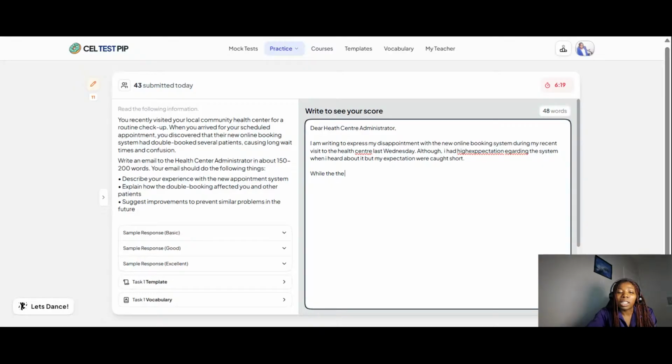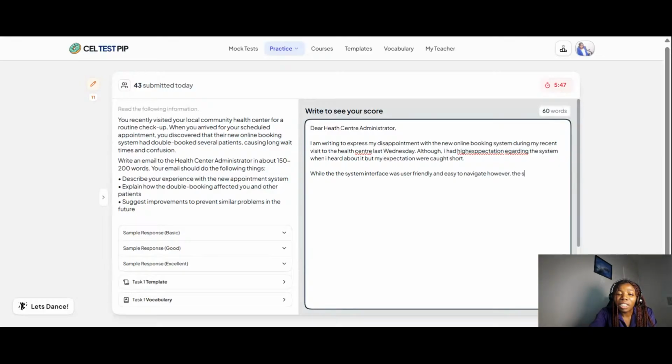The system interface was user friendly and easy to navigate. If you want to say navigate, you can say easy to use. That's the same thing. However, I will now state my disappointment. What did I write down then?